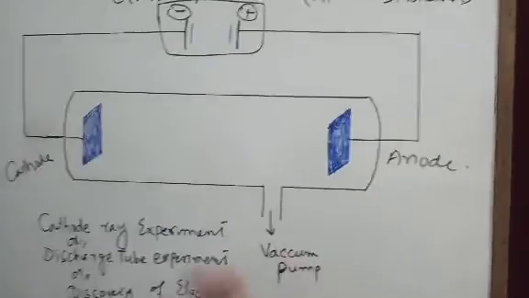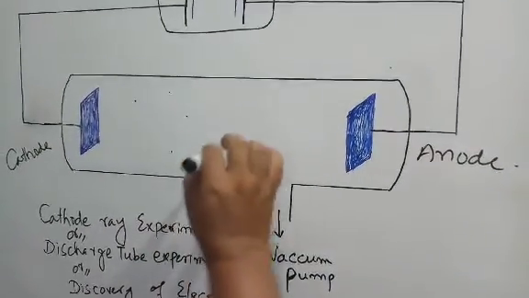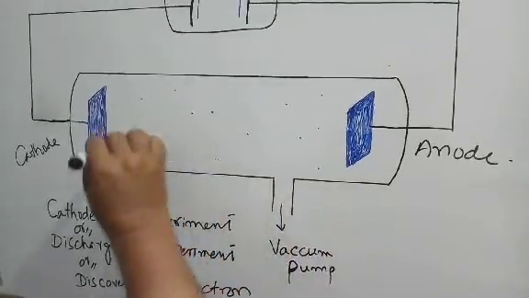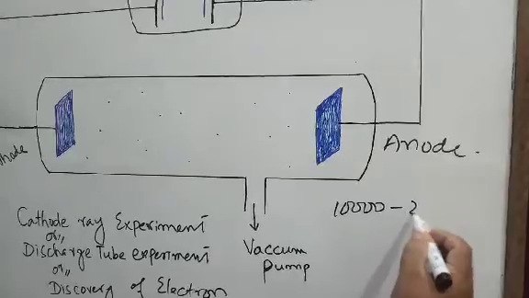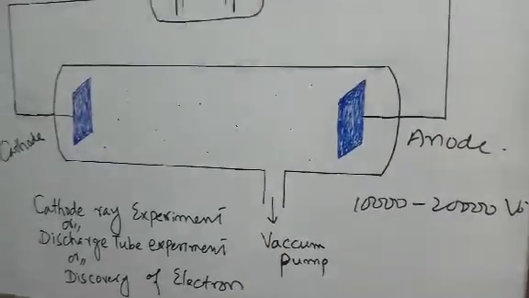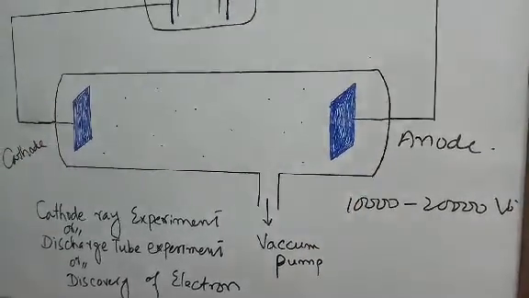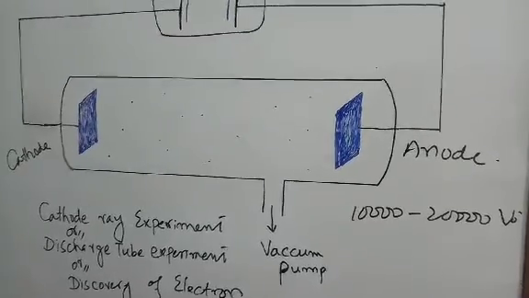First of all, they used normal air inside the discharge tube. There is normal air; air molecules are these. They applied a high voltage of 10,000 to 20,000 volts. When they applied the high voltage in air, nothing was seen because air is a bad conductor of electricity.